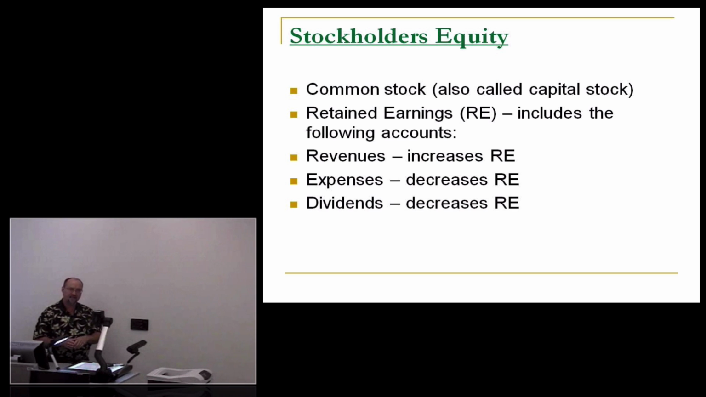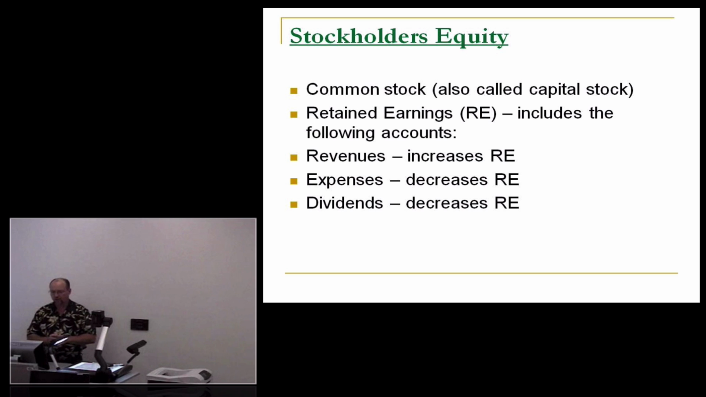Now, they may attract money from other investors, in which case other people would invest in the company, and they would be given shares of common or capital stock as well. Okay, so the word equity means ownership. The other account in stockholders' equity is called retained earnings, which I abbreviate RE quite a bit.